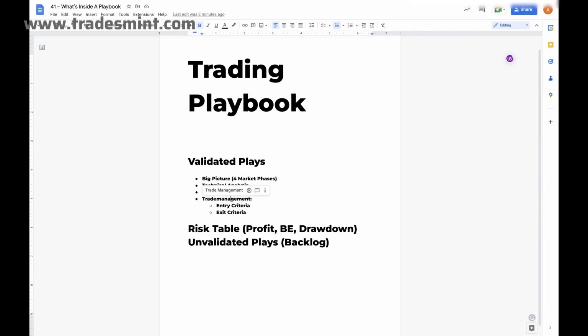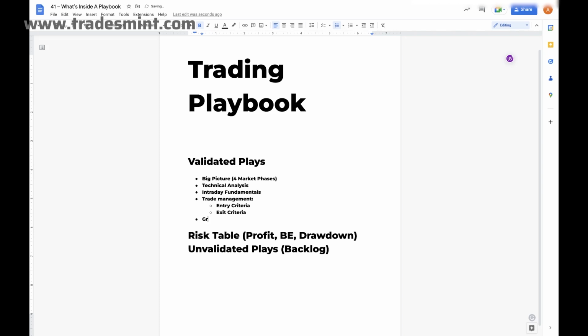Okay. So exit criteria, trade management. And then for me, I'm listing the grade. What's the grade of the setup? I always need to know the grade of the setup. Is it A plus, A, B, or C? And we're going to talk about how to grade setups in another video.